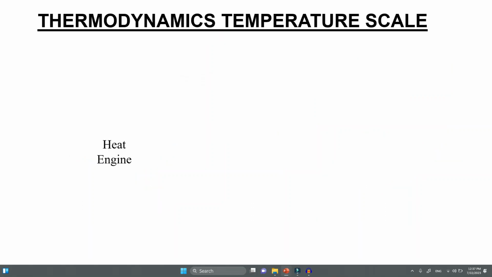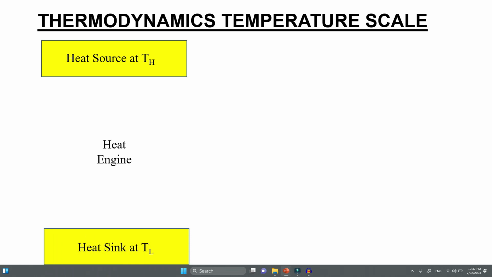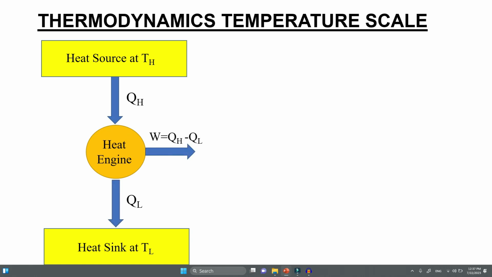Now let us discuss a thermodynamic temperature scale. You can take a heat source at TH and a heat sink at TL, and then you have a heat engine. It takes a heat QH and produces work QH minus QL. That means it rejects QL and produces work QH minus QL. This is perfectly possible.